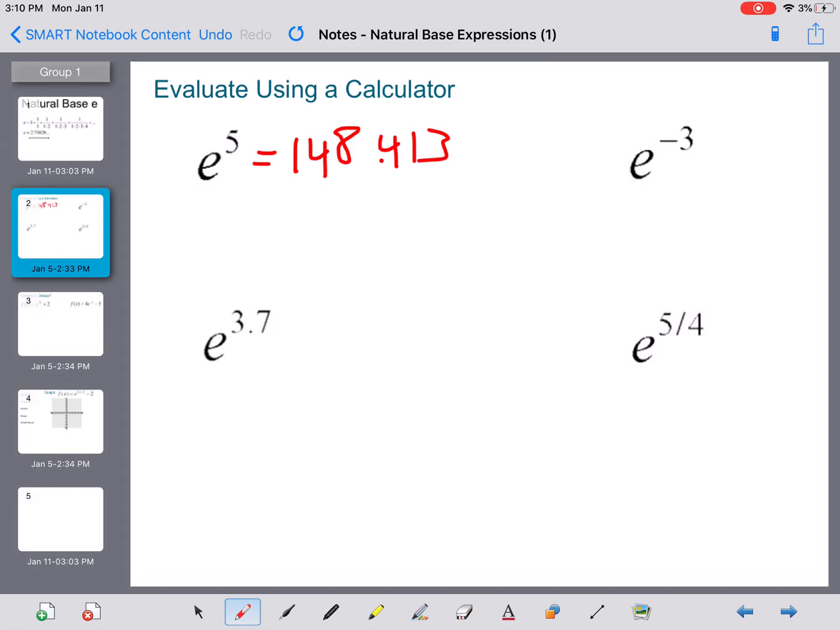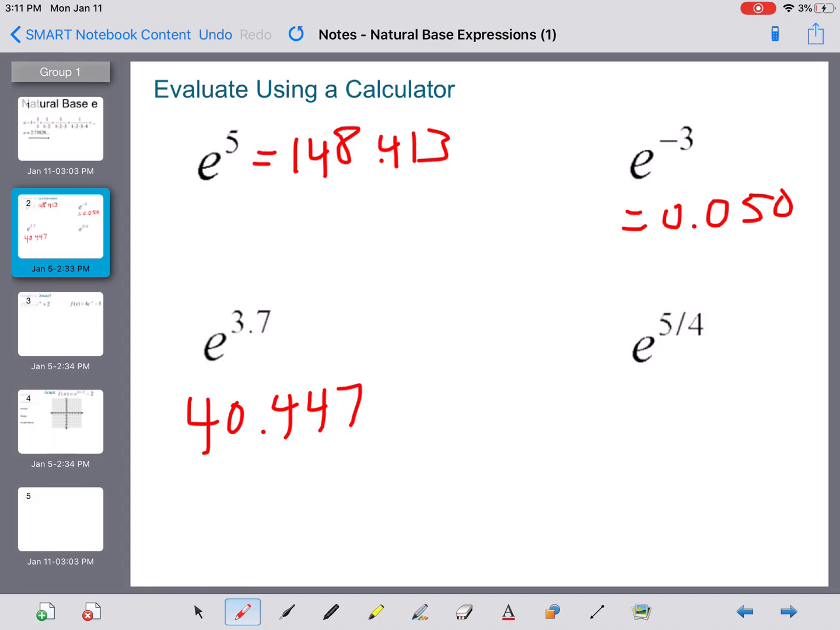And so that is 2.71828 raised to the fifth power. We just want to use e instead. Do not round the base e, but round the result. e to the negative 3 will give us 0.049787, so that's going to round to 0.050. And then e to the 3.7, when we type that in, that should give us 40.447304. So that's going to be 40.447.